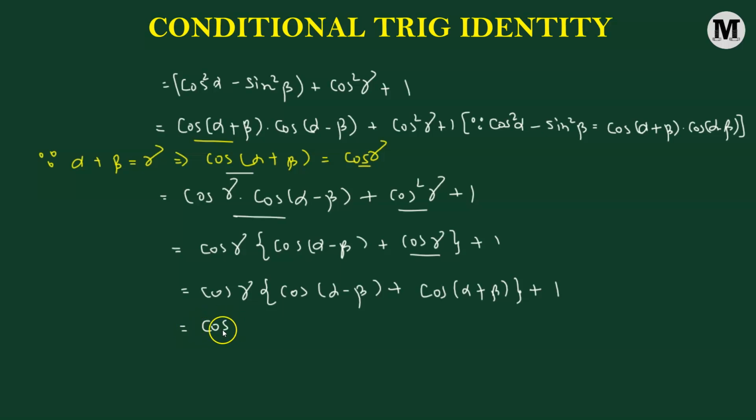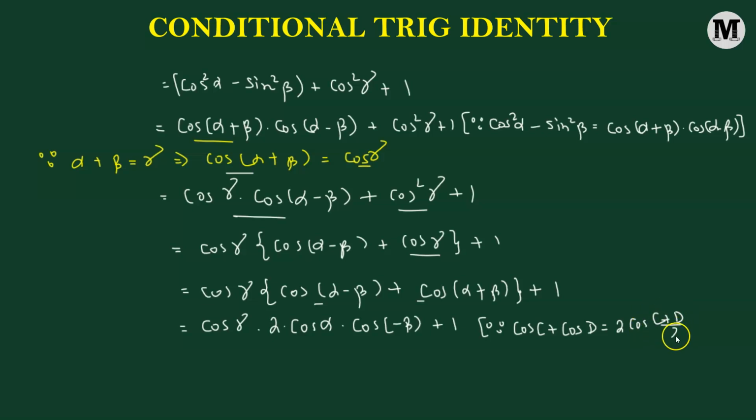Okay, now we're going to combine the two cosine functions within the parentheses. We have a standard formula for that. We're going to get 2 times cosine of alpha minus beta added to alpha plus beta over 2, that's going to give us alpha. And then we have cosine of alpha minus beta minus alpha plus beta over 2, that's going to give us negative beta, and plus 1. So here we have used the formula: whenever we have cosine of some angle C added to cosine of another angle D, that's going to be equal to 2 times the product of cosine of C plus D over 2 and cosine of C minus D over 2.